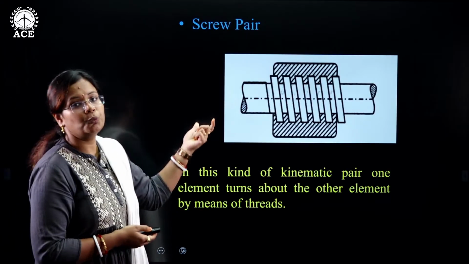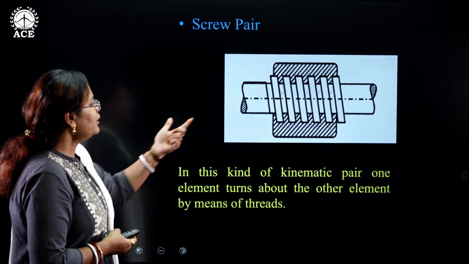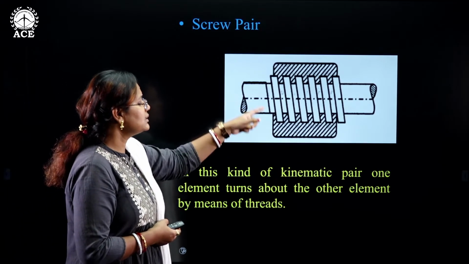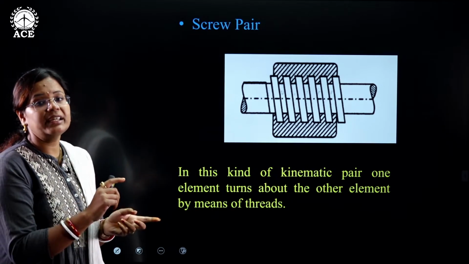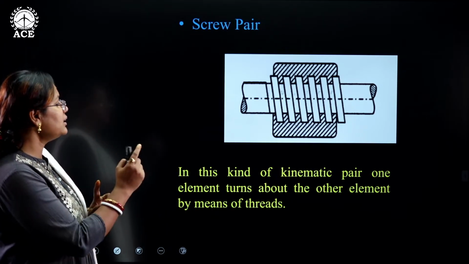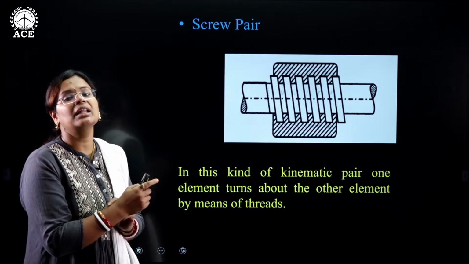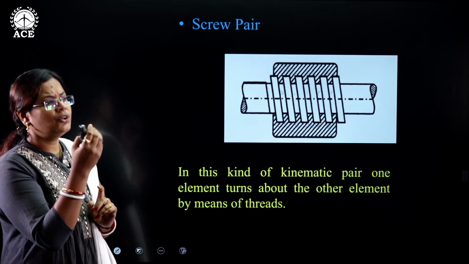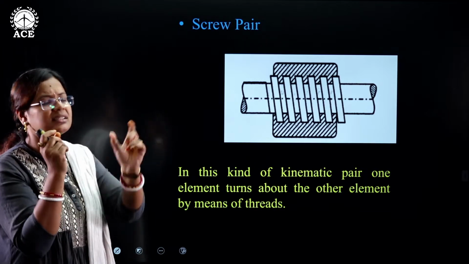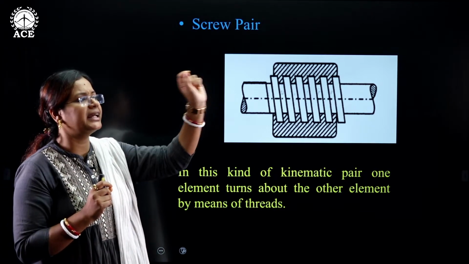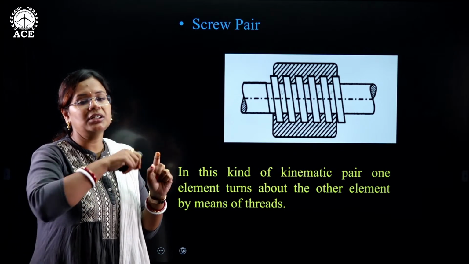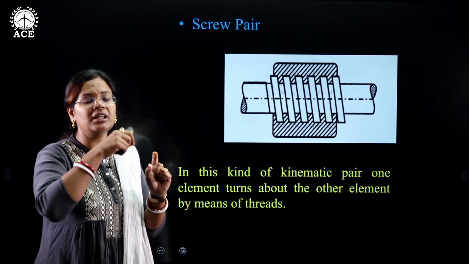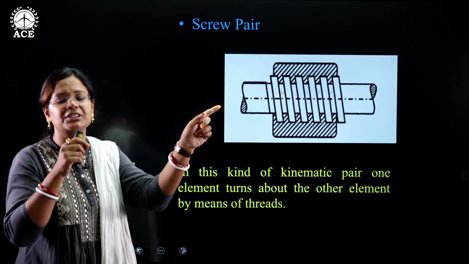This is a screw pair where you can see two links are there and one of the links is turning about the other element with the help of screws. The name itself says screw, so take a simple example of a screw. If I want to nail a screw inside the wall, how do I do it? I turn the screw, and even though I'm turning it, it goes in a linear direction.